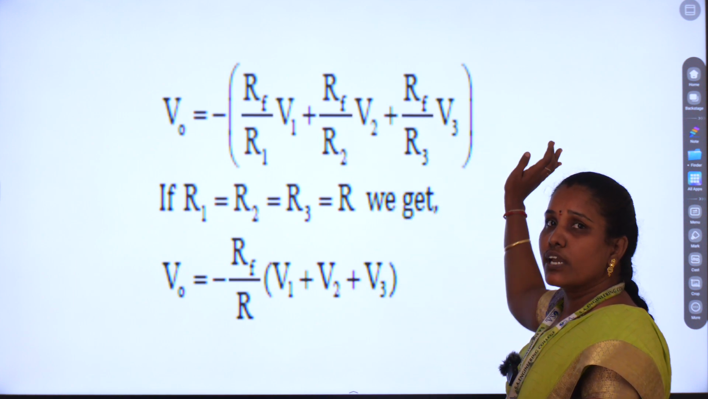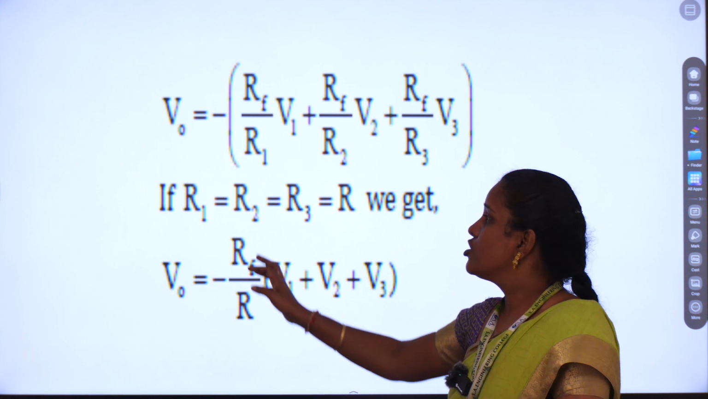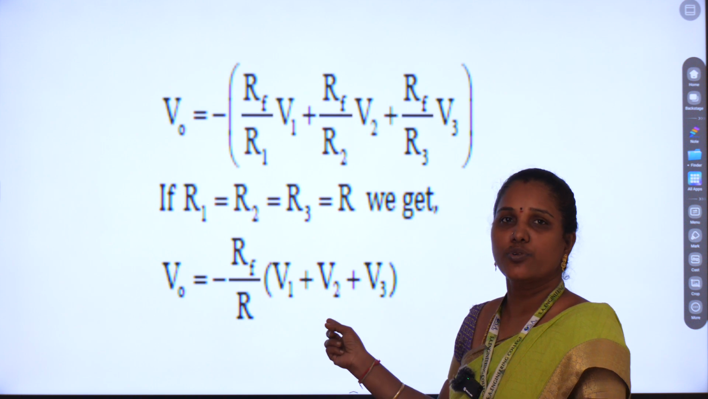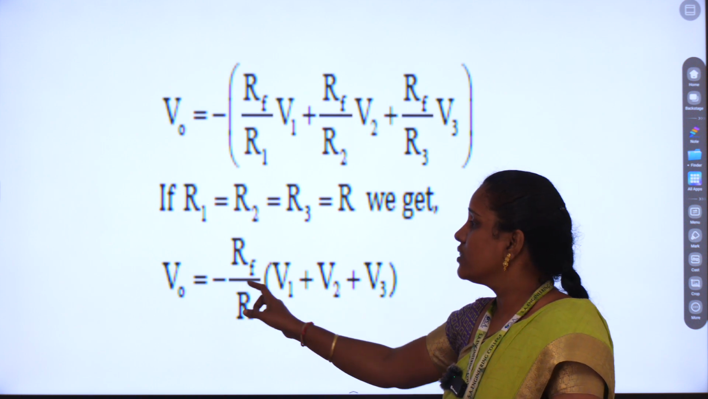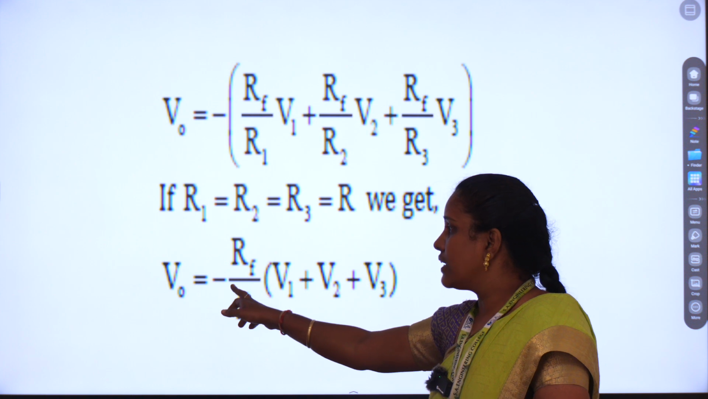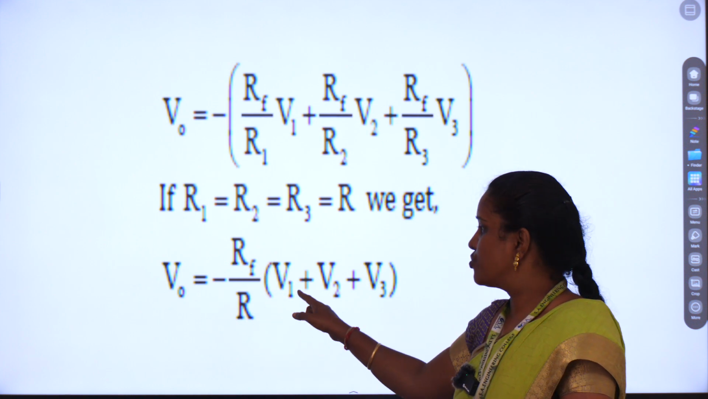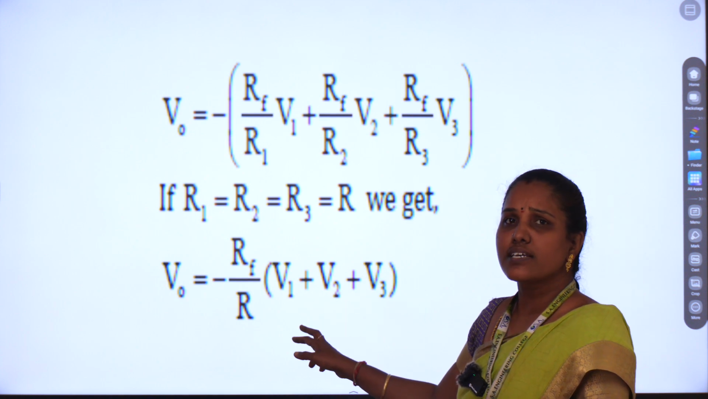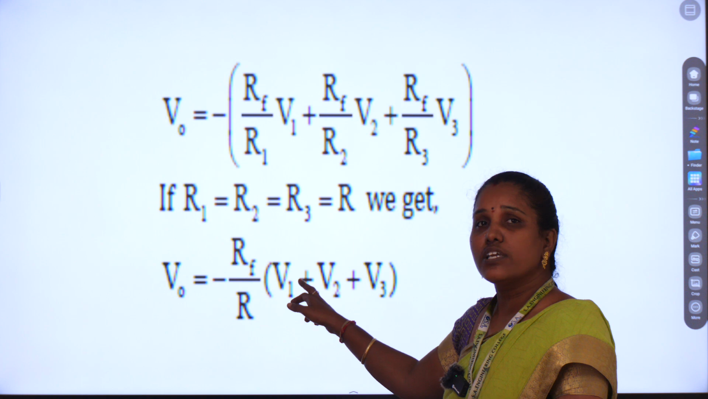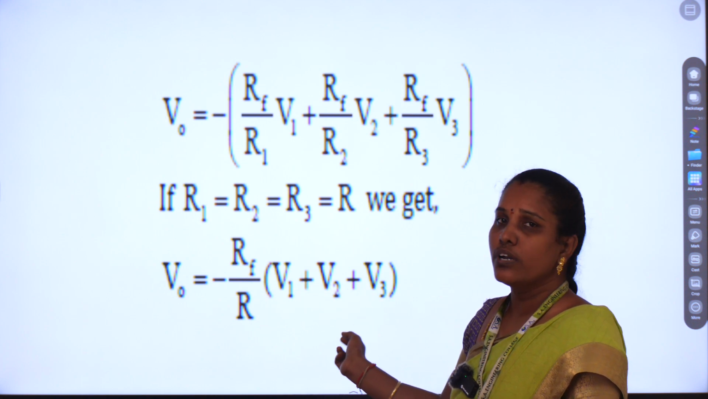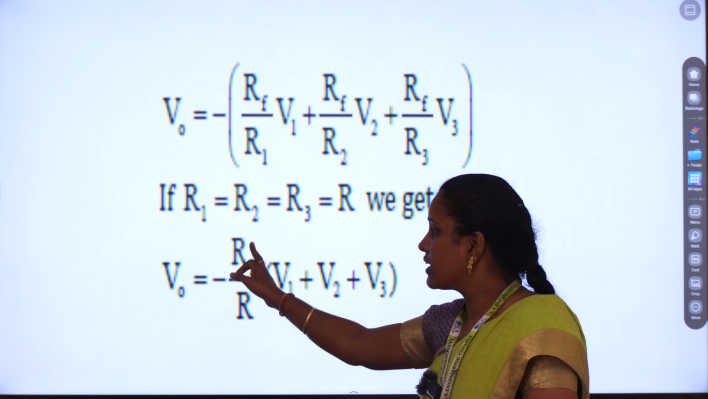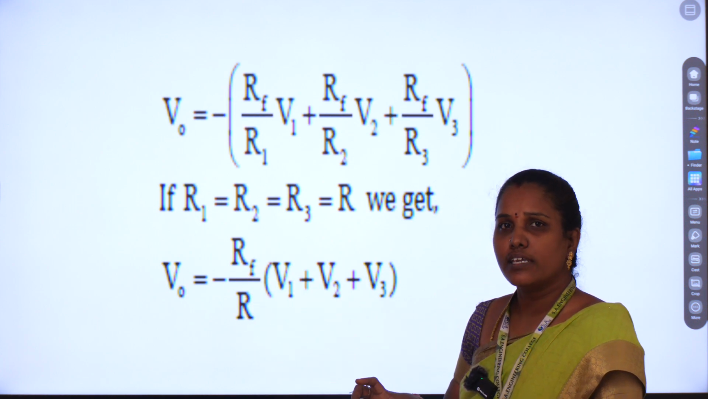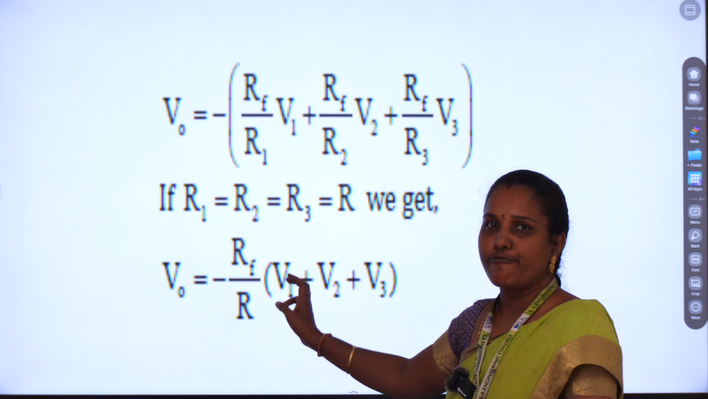So n number of voltages you can give to the inverting terminal. Finally, if you choose the same value of R1, R2, R3 connected to the input terminal, the output voltage is reduced to minus Rf by R into the sum of all the input voltages. Sometimes in the questions, they will give V1, V2, V3 values, then give the V0 value, then ask for this ratio. So this ratio is the most important, Rf by Rn or Rf by R1 or Rf by R.